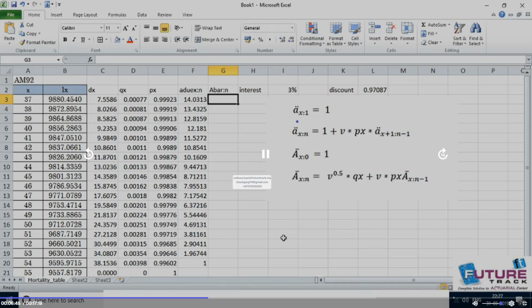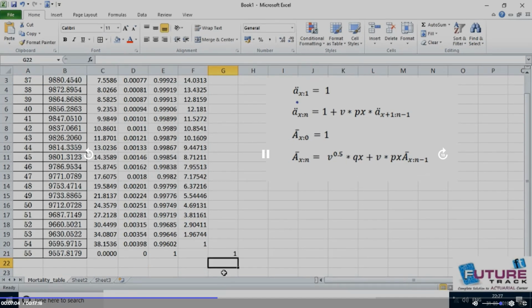Sorry, this is my mistake. What is this? X plus 1, N minus 1. This is A due 52 X, N minus 1, 3, fine. And so on. So what do we write? 18 basically. V raised to power 1. A bar X0 is 1. So that means A bar 55 is what? 1 QX. Now A bar XN is what?